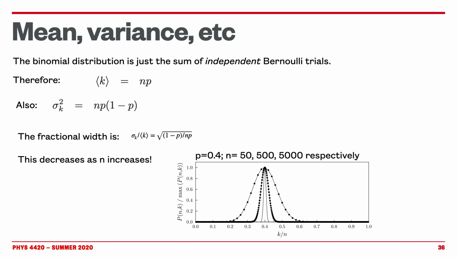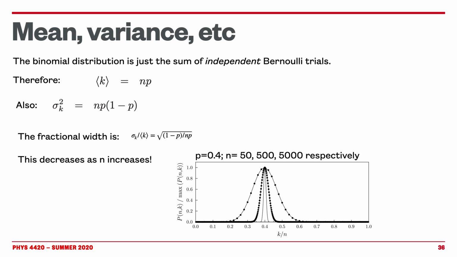So what you see is that the width actually goes down as 1 over square root n. So the more trials you do, the sharper the distribution becomes. Makes sense, right? And at the same time, the distribution is always centered on np. But here, we are not plotting as a function of K. We are plotting as a function of K over N. Therefore, it's always centered at p, which is 0.4 in this case.